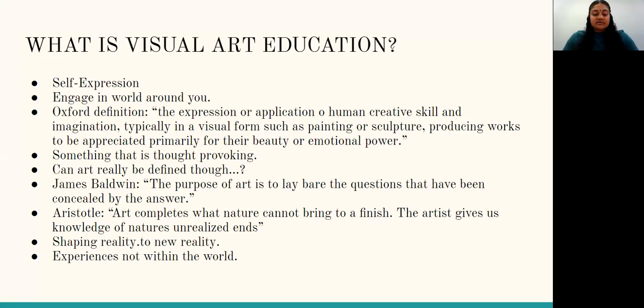So the Oxford definition, which would probably be there when you first search it, is the expression or application of human creative skill and imagination, typically in a visual form such as painting or sculpture, producing works to be appreciated primarily for their beauty or emotional power. So yeah, it's a little bit thought-provoking. You can see that it doesn't cover the basis of what visual art really is.